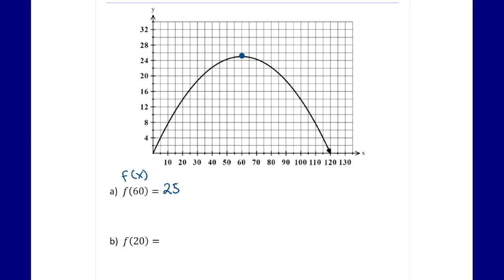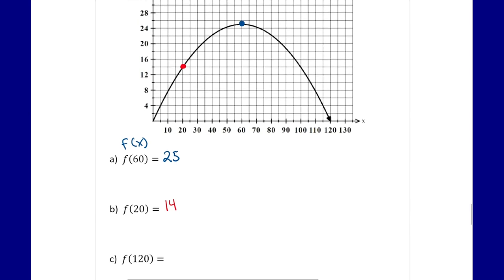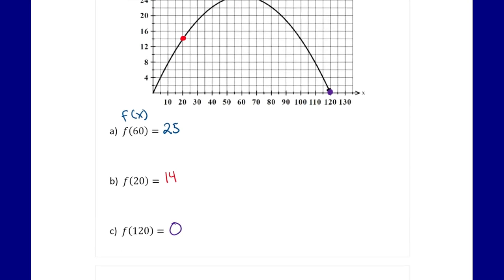For 20, f at 20, we can do the same thing. Go over to 20 and go up until we hit our function, or down, depending on what it happens to be. And we get our value. So that looks like it is 14. So f at 20 is 14, or when the x value is 20, the function is equal to 14. And then our last one, f at 120. So I go all the way over my x values to 120, and we see that it is equal to 0. So f at 120 is equal to 0.